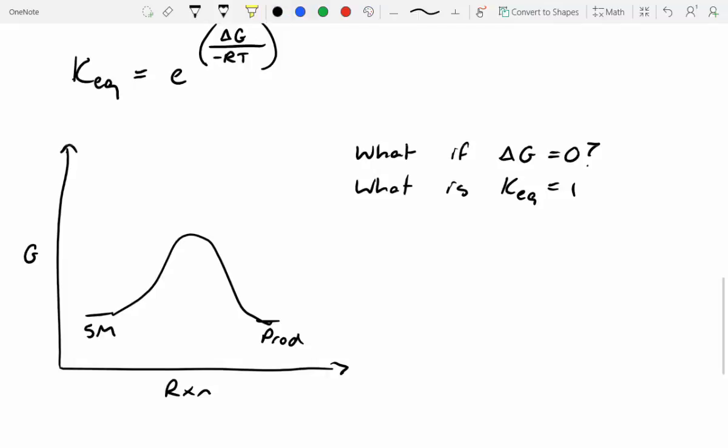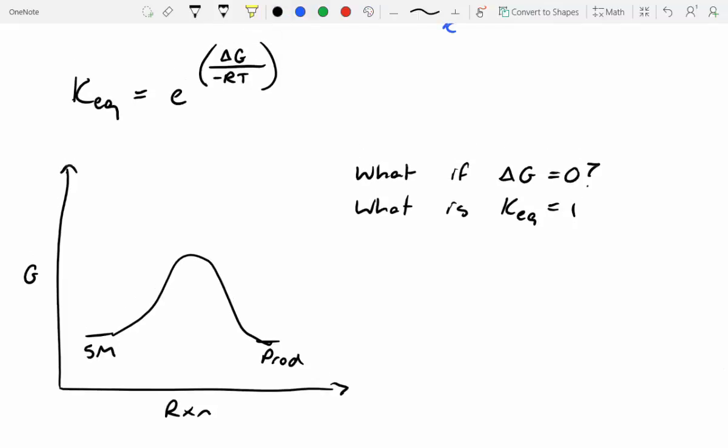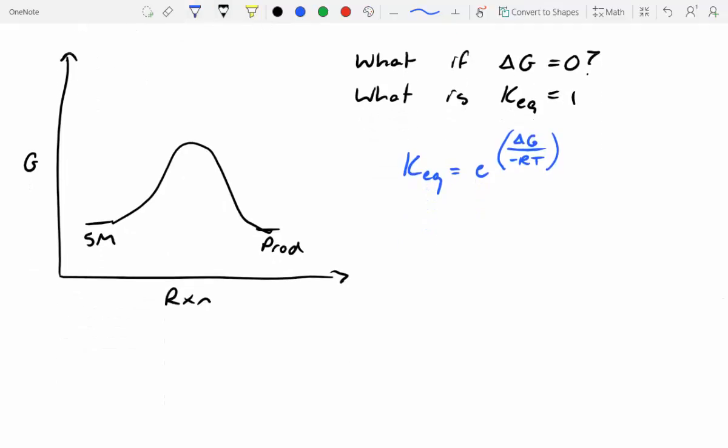So let's solve for KEQ. In this case, we're going to say KEQ equals E raised to delta G over negative RT. Okay, so let's finish this equation just for the sake of argument. E to the 0 over negative RT is always going to be E to the 0 power, right? E to the 0 power, if you plug that into your calculator, is going to be 1.